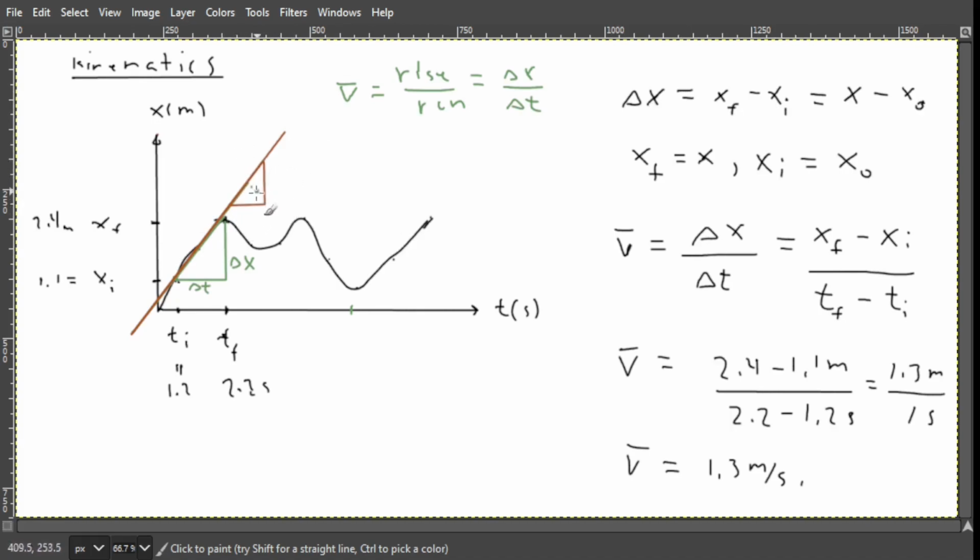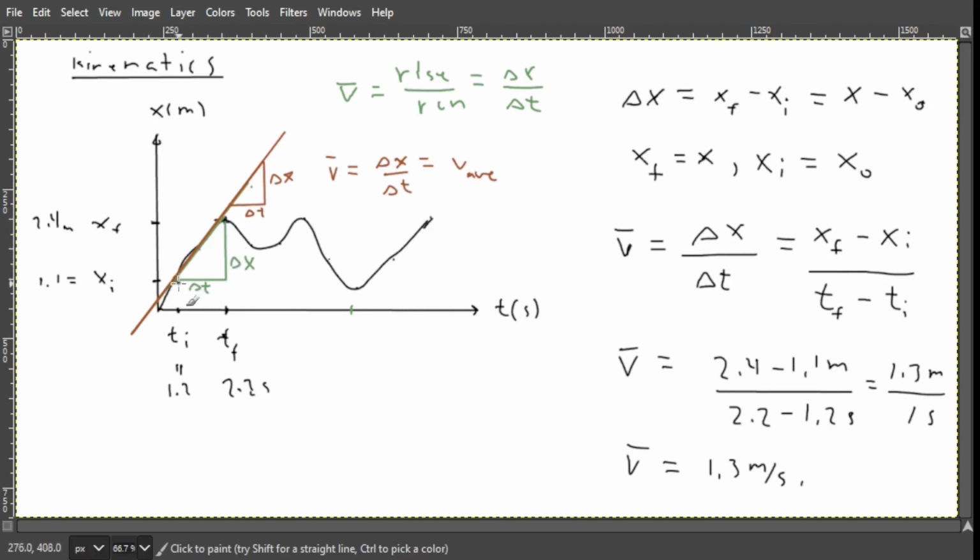And what is similar about that? It has the same slope. Any rise over any run, any delta x over delta t, for this guy right here, will have the same slope. In other words, if the object was following this linear, straight line path in the x versus t space, then it would be moving at a constant velocity equal to delta x over delta t. So the slope of this line is that constant average velocity.